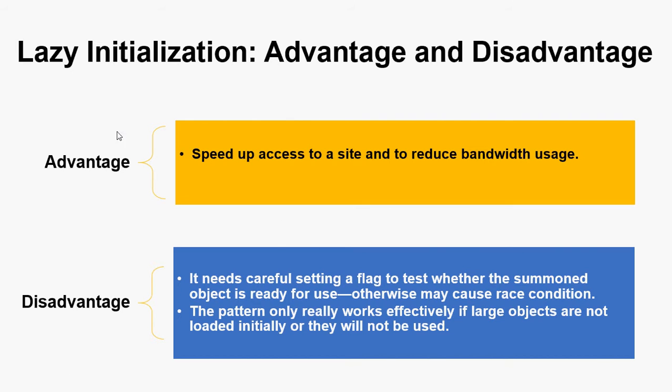But there are also some disadvantages you cannot ignore. The first one is that it needs careful setting of a flag to test whether the object is ready for use. Otherwise, it may cause a race condition if there are multiple threads. Moreover, this pattern will only work effectively if large objects are not loaded initially and may not be used in the near future.